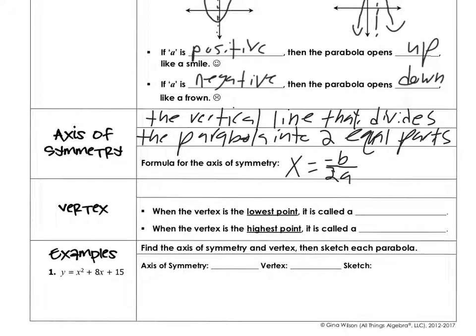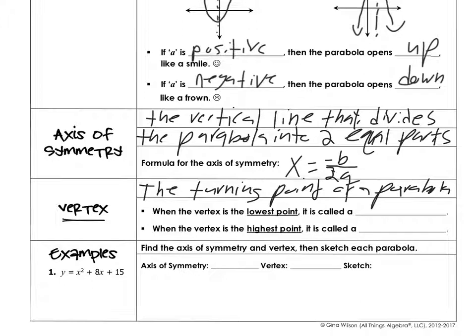And then our vertex, what is the vertex? The vertex is the turning point of the parabola. We're going to write that in this definition, the turning point of a parabola. But I also like to think of this as the max or the min, and so that's what this next part says. When the vertex is the lowest point, it's called a minimum. I'm just going to write min.